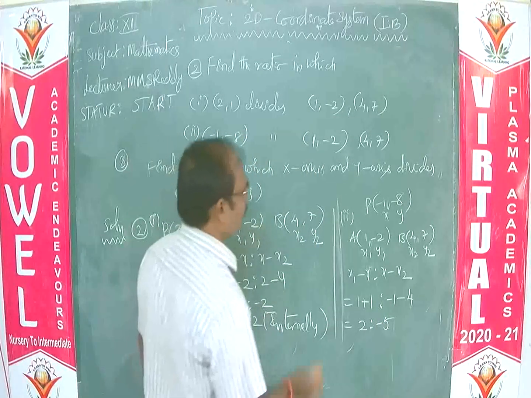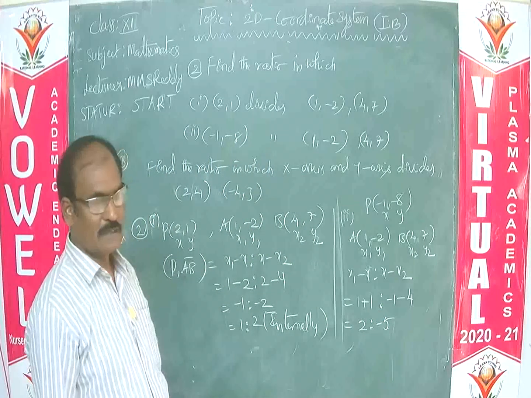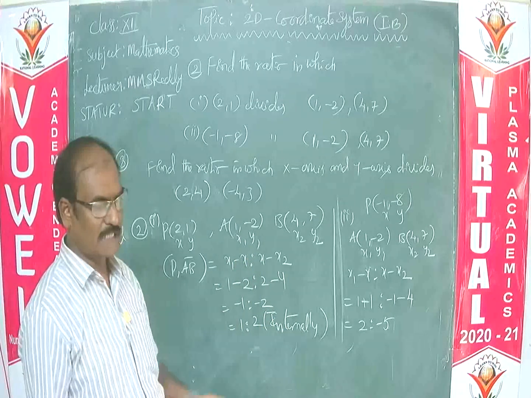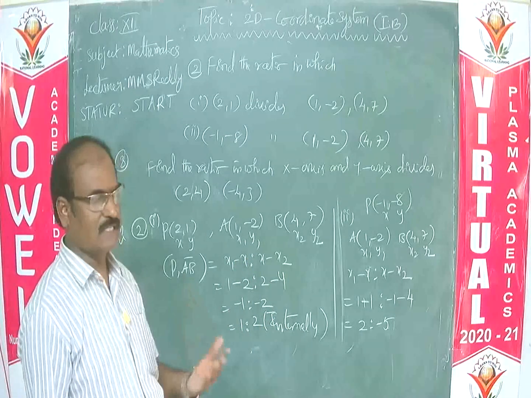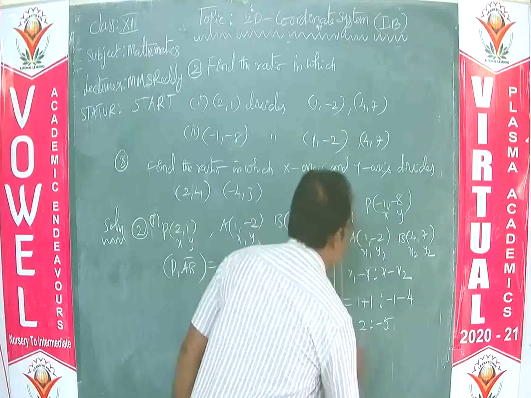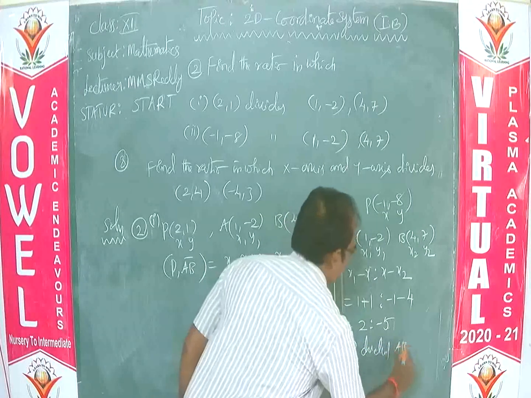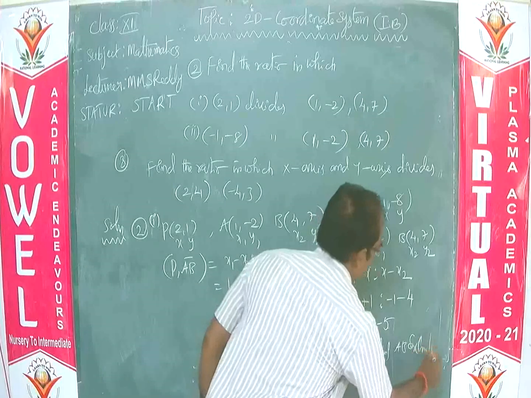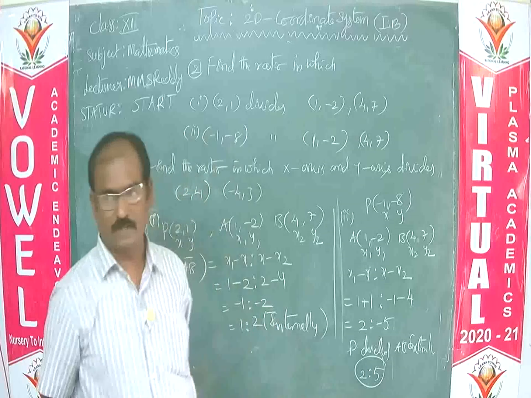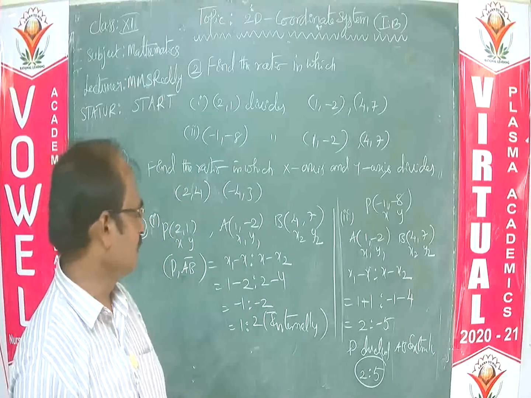That means in the ratio m is to n, n is negative. If either of m or n is negative or the product of mn is negative, then we say that the point P divides the given line segment externally. So P divides AB externally in the ratio 2 is to 5, but not 2 is to minus 5. The minus sign indicates external division, that's all.